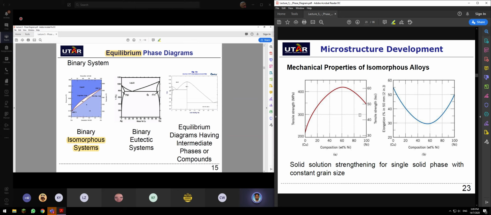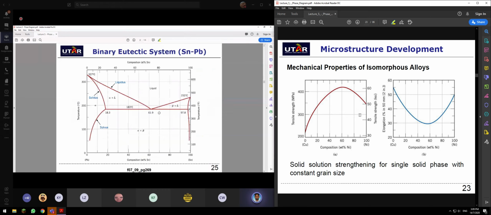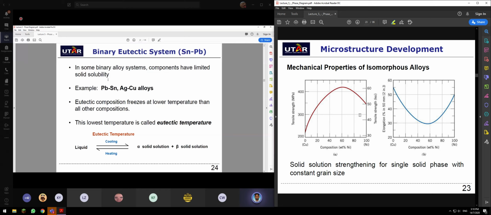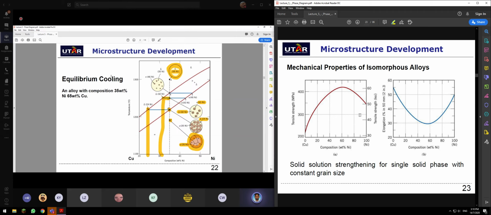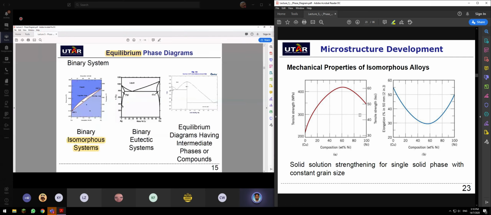But now when we go into a mixture of two components which cannot really dissolve into each other, we have the binary eutectic system, which is very similar to this, just that your lines are a bit different. Here you go, the binary eutectic system. In some binary alloy systems, components have limited solubility, so they can't dissolve 100%, like in the isomorphous system.